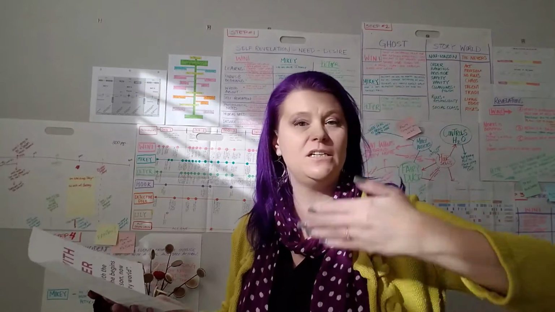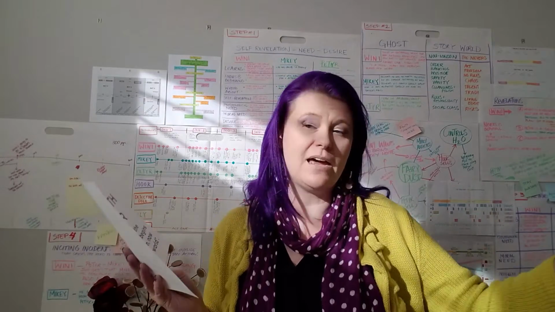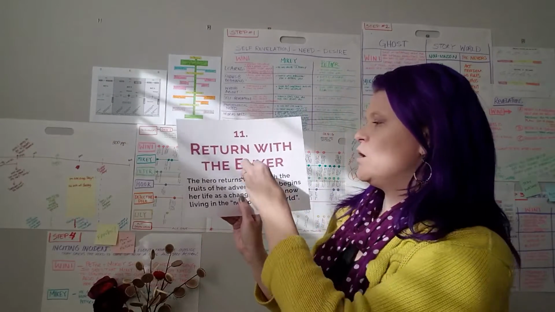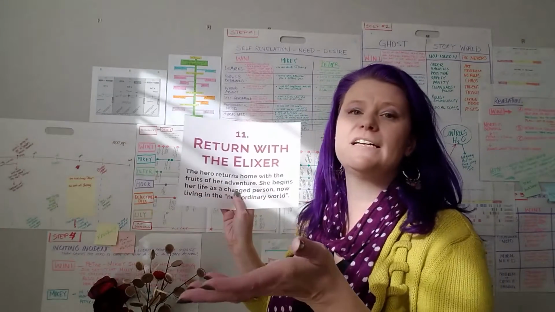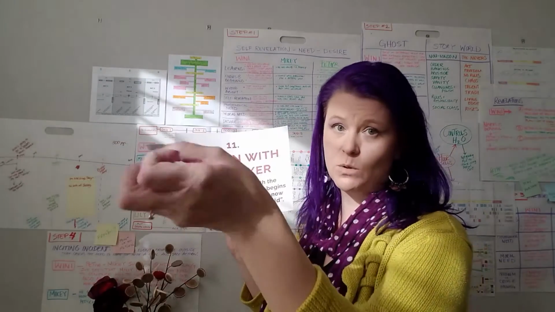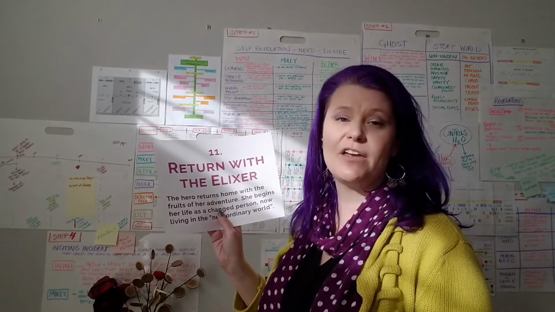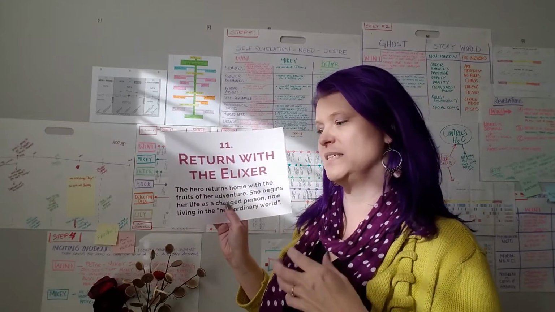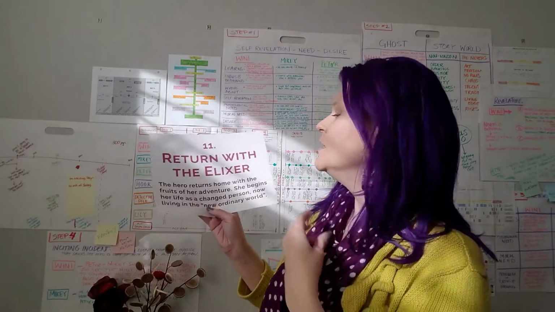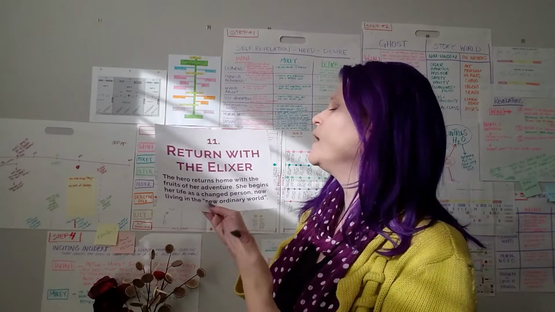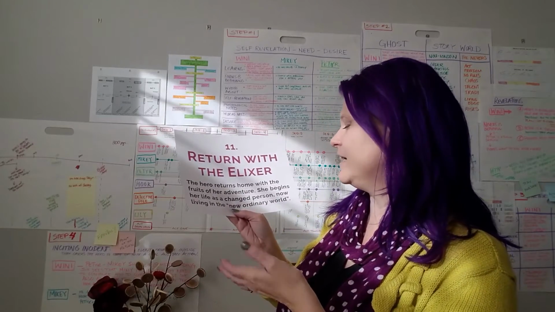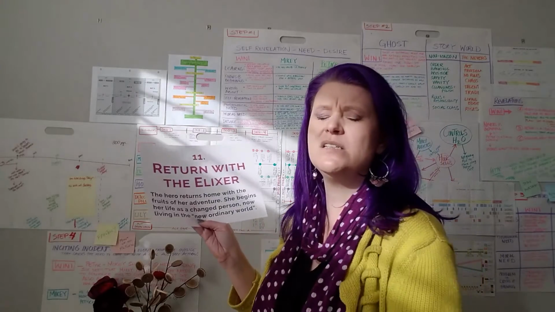And then the last bit is just after the climax has happened, after the battle has happened, we have sort of an energy of moving back to the status quo, which is the return with the elixir. And elixir is a holding place for whatever it is that they were trying to get, so it may be the actual goal, or it may be something internal, right? Something that they've learned about themselves, not what they wanted, but what they needed and what they learned that they truly needed. So the hero returns home with the fruits of her adventure. She begins her life as a changed person, now living in the new ordinary world. So this is the return home.